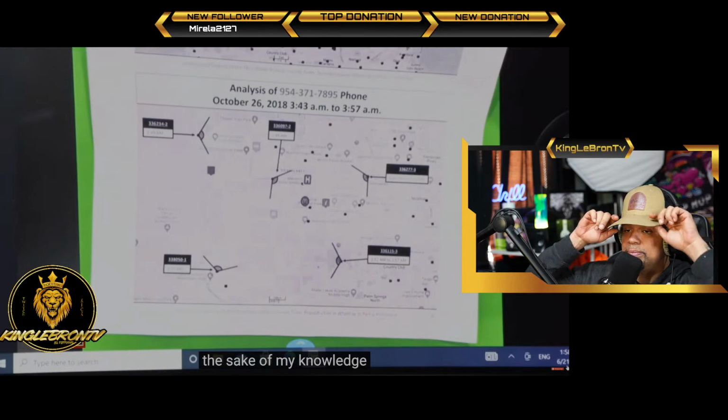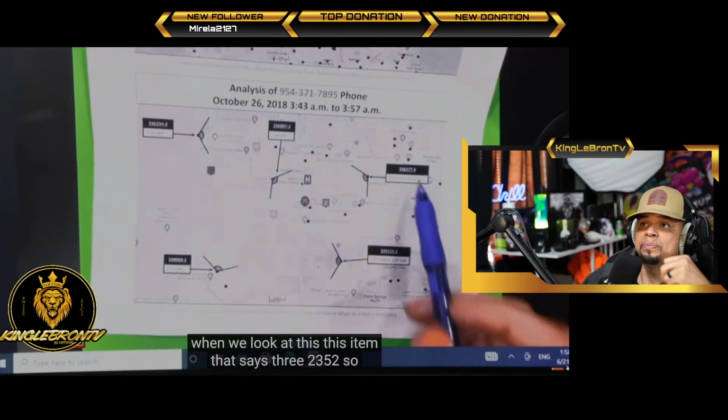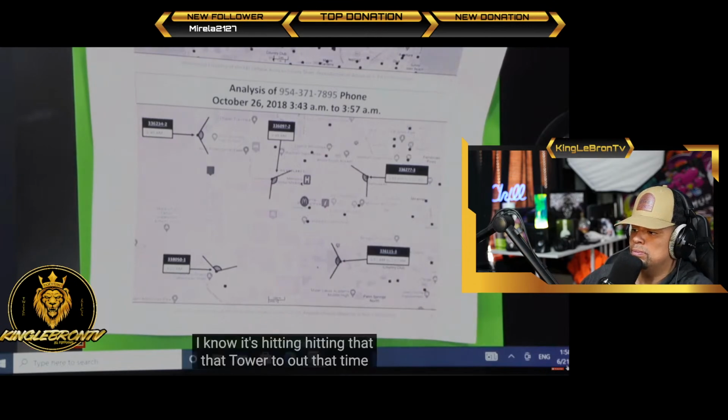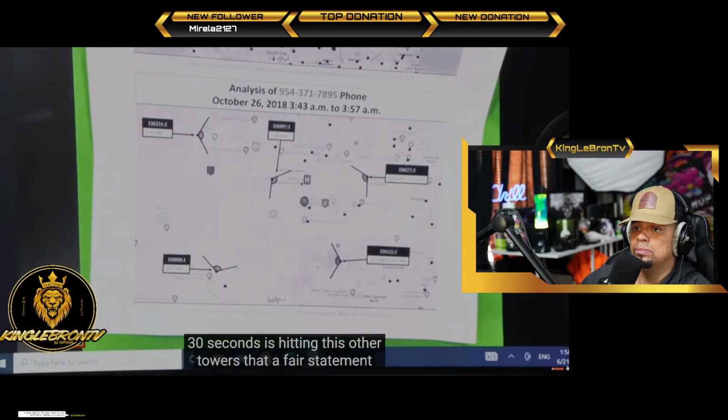For the sake of my knowledge, when we look at this item that says 343 to 352, I know it's hitting that tower throughout that time, right? But it's then also hitting this other tower at the exact same time, and 30 seconds it's hitting this other tower. Is that a fair statement? The network's hitting the phone. The phone isn't hitting the network, but yes. Okay.